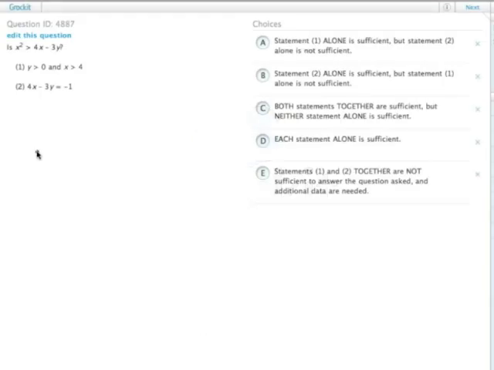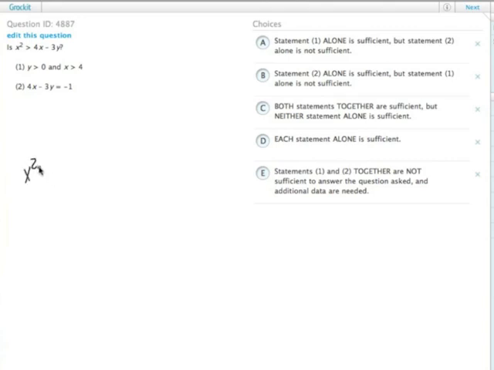So is x squared greater than 4x minus 3y? No sort of prediction that we can really do in advance other than just tackle the statements. Statement 1 tells us that y is greater than 0 and x is greater than 4. Let's see what that would mean.